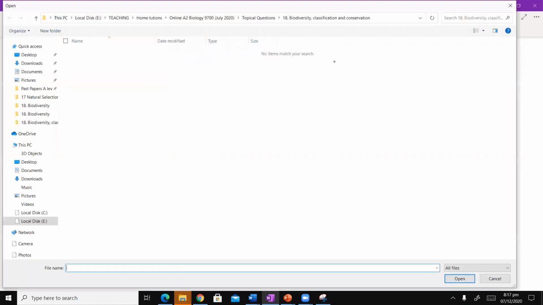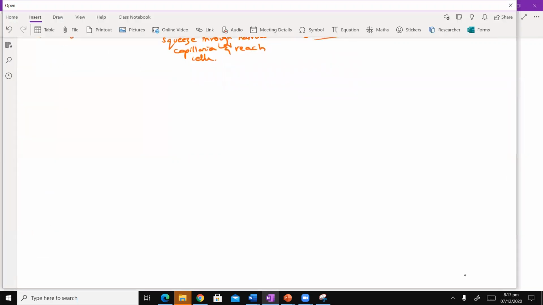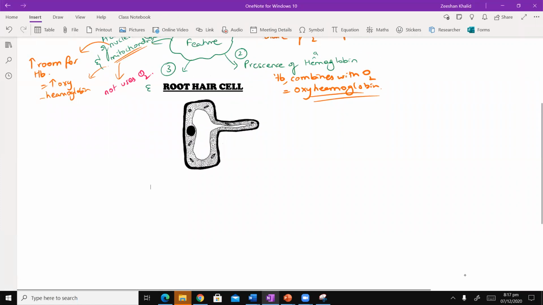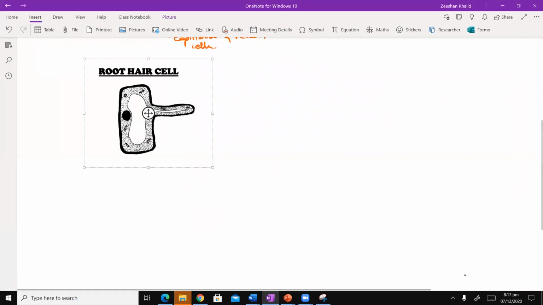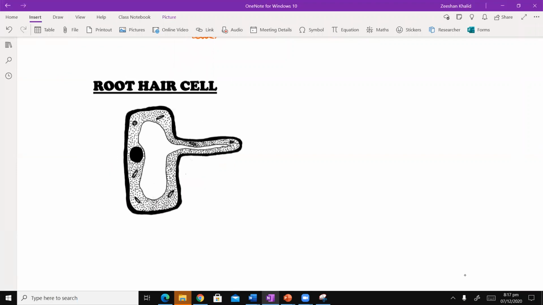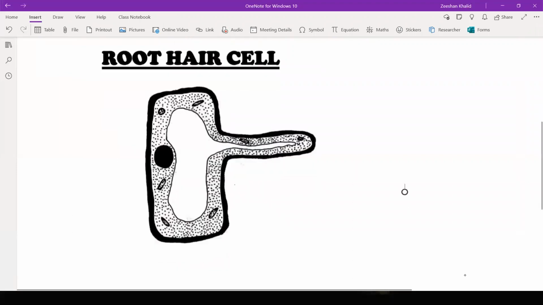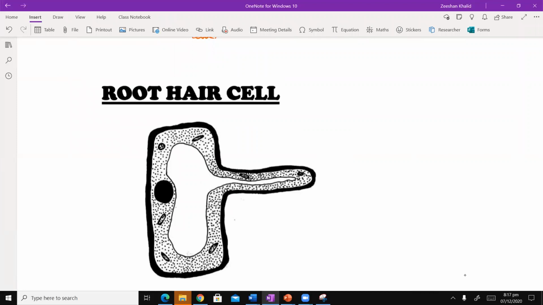These two cells, especially the root hair cell, will come quite often again and again, since we have topics like plant nutrition, plant transport. So you really need to understand this. Okay, now let's quickly label this entire cell.